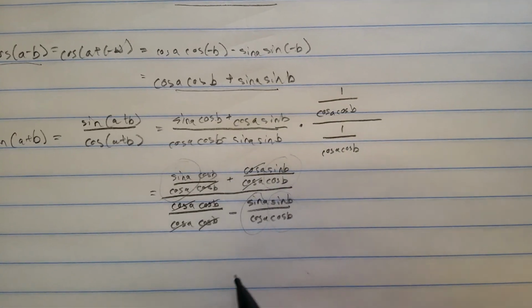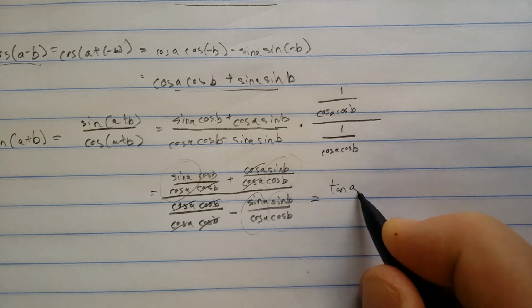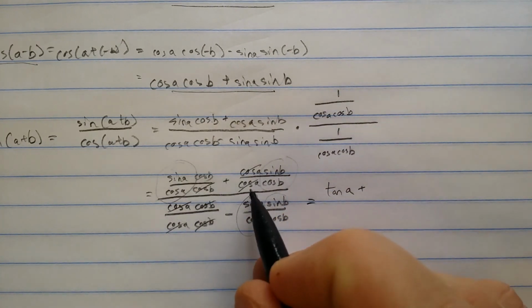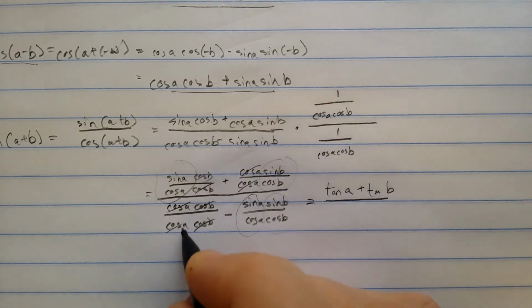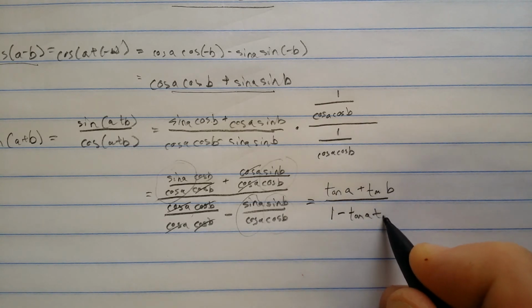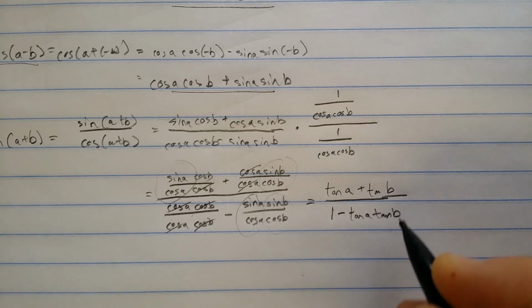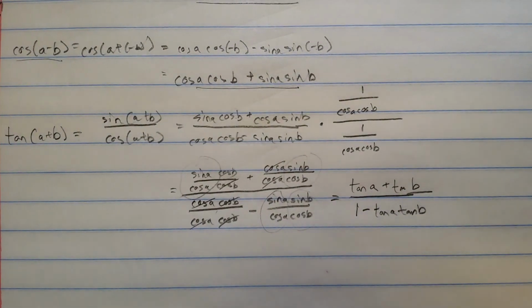So let's just write that. We get tangent A times 1, plus 1 times tangent B. Then this is 1 minus tangent A tangent B. That is how you would derive the angle sum formula for tangent.